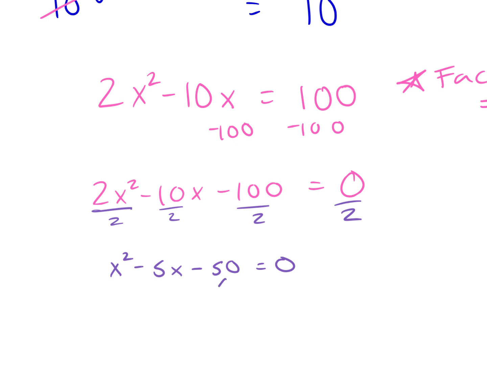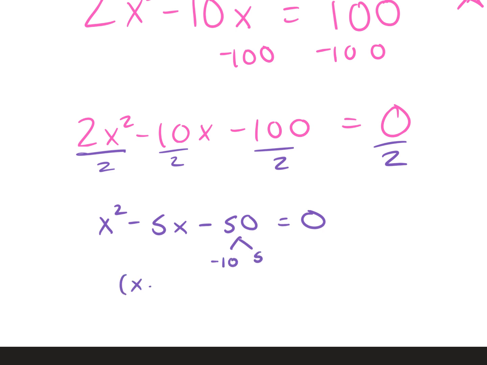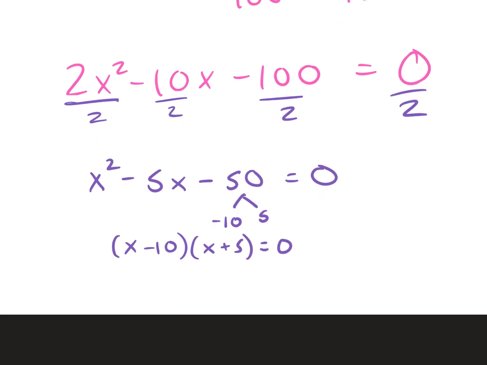Now let's factor. Do I have two factors of negative 50 that add to negative 5? Negative 10 and 5. Awesome. So x minus 10 times x plus 5 is equal to 0. Set them both equal to 0, so x minus 10 is equal to 0, and x plus 5 is equal to 0. So what does x equal? 10 and negative 5.